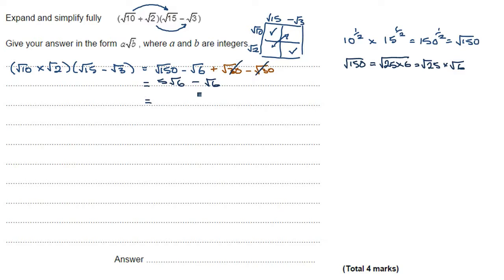It equals 5 root 6 minus root 6. Think of it algebraically as if these are x's. That'd be like 5x minus x gives us 4x, or 4 root 6. So our answer to get our total is 4 root 6.